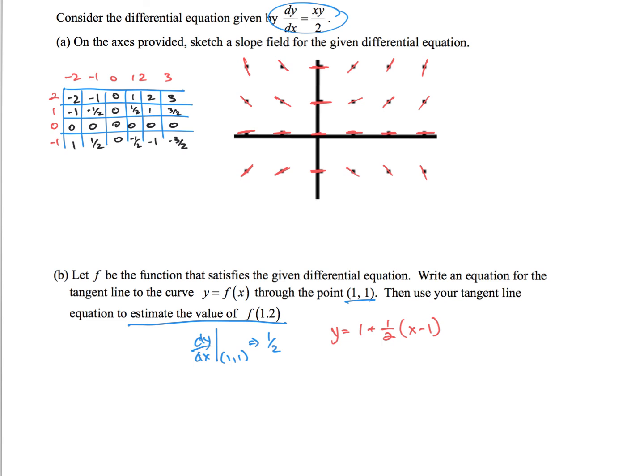I need to start with this good notation here. So I want to find f of 1.2, and I'm going to say it's about equal to. It's an estimate, so I need about equal to. I need my squigglies. All right. So now we just substitute in 1.2. So now we have 1 plus 1/2 times 1.2 minus 1. So 1.2 minus 1 is 0.2. 0.2 divided by 2 is 0.1. We add it to 1, we get 1.1. All right, so f of 1.2 is about 1.1.